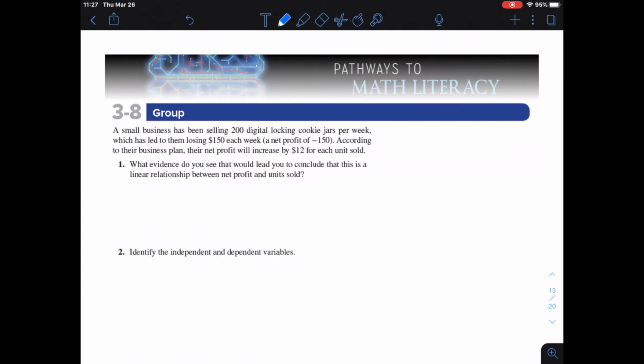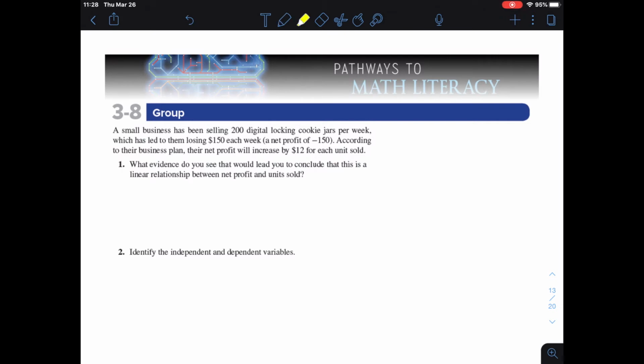So now we're going to go through the group portion together. So we're told a small business has been selling 200 digital locking cookie jars per week, which has led them to losing $150. So basically we have a net profit of negative $150. According to their business plan, their net profit will increase by $12 for each unit sold. So what evidence do we see that would lead us to conclude this is a linear relationship?